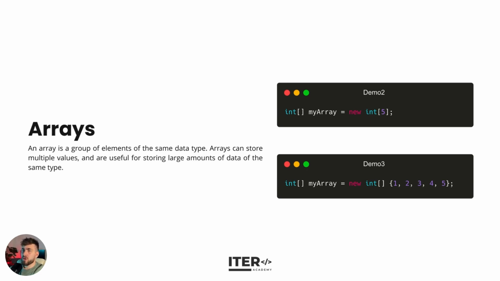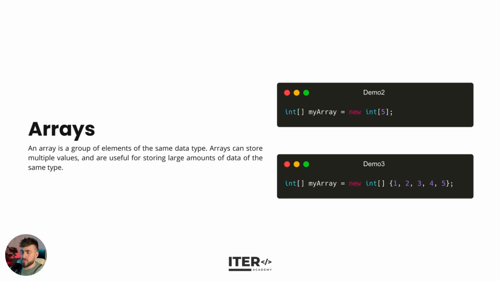Next, let's talk about arrays. An array is a group of elements of the same data type. Arrays can store multiple values, and they are useful for storing large amounts of data of the same type. To create an array, we use the keyword new followed by the data type of the array and the number of elements it will hold in square brackets. For example, as you can see on the demo 2, int[] myArray = new int[5].